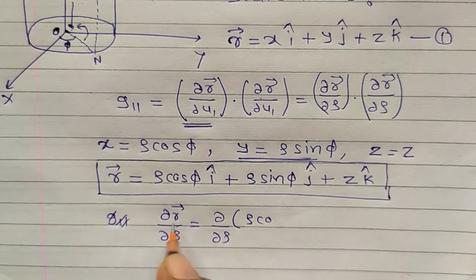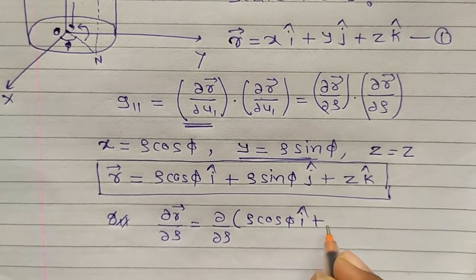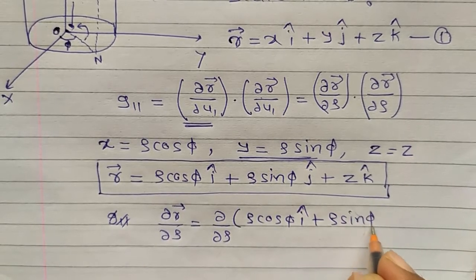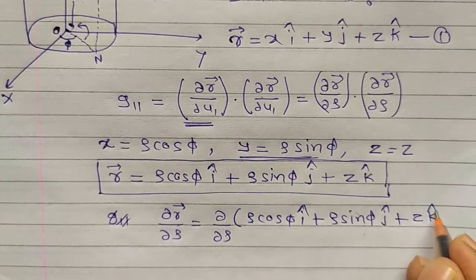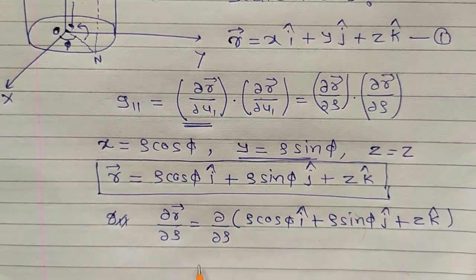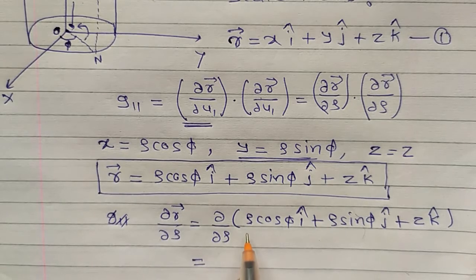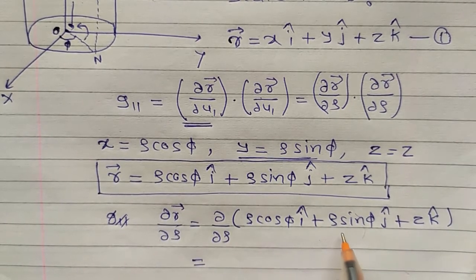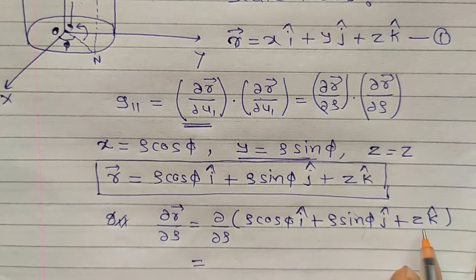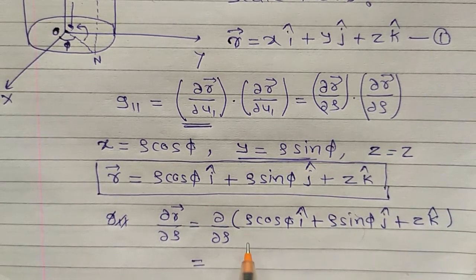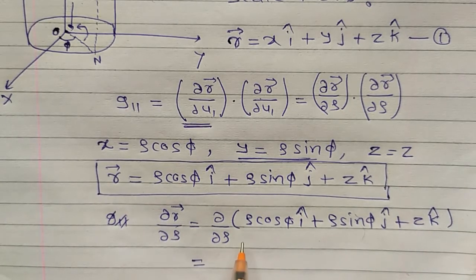So I need to put the value of R bar: rho cos phi I cap plus rho sin phi j cap plus z k cap. Now if you see, there is a rho in the first term, there is a rho in the second term, but there is no rho in the third term. So in differentiation, the third term will vanish. So what will be its differentiation?